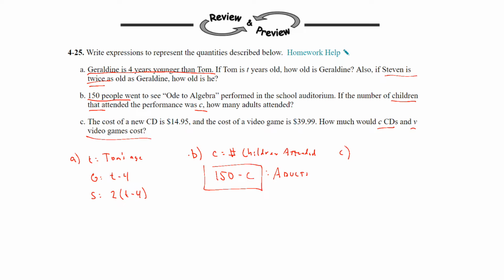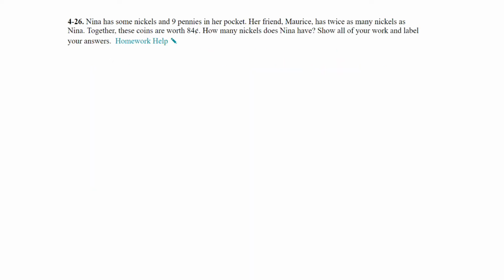So we don't know how many we're buying. That's the variables that we're using. So if a CD costs $14.95, then for every CD that we buy, we need to multiply that cost times C, and then add on the video game, which is $39.99 times the number of games that you will buy.